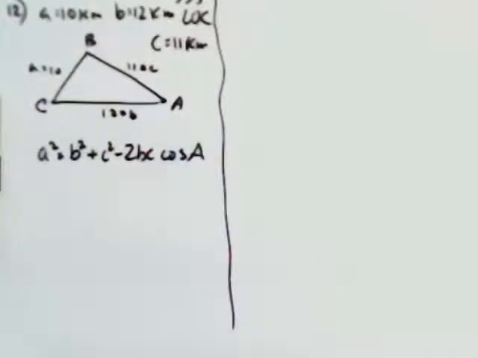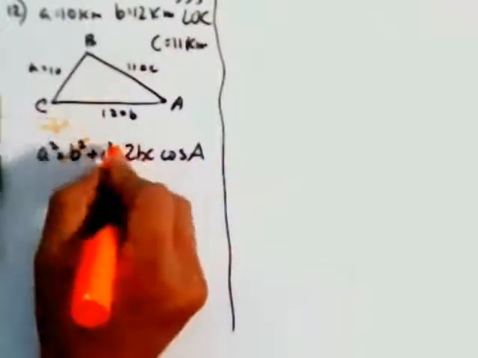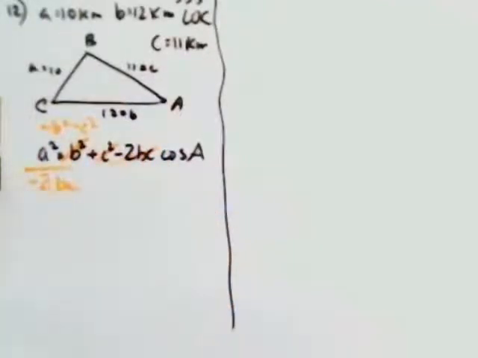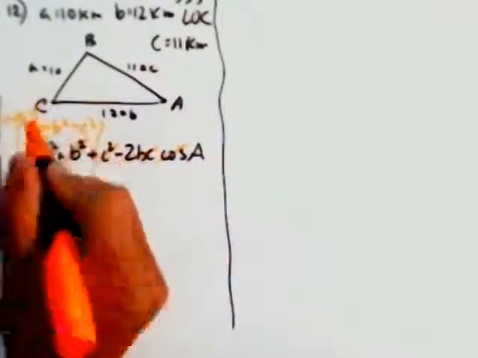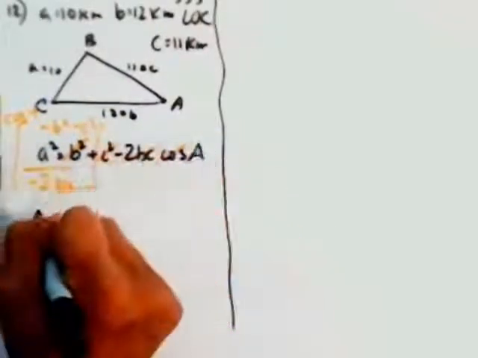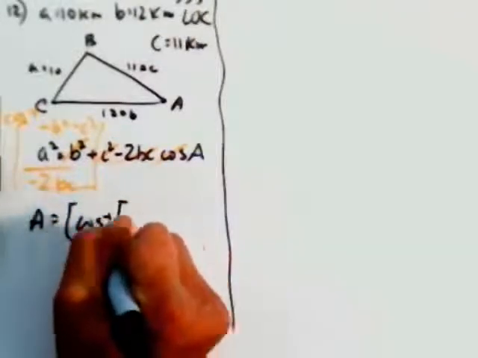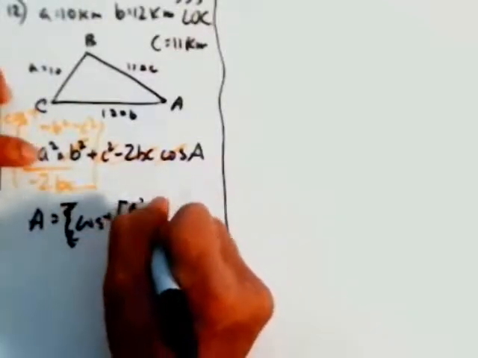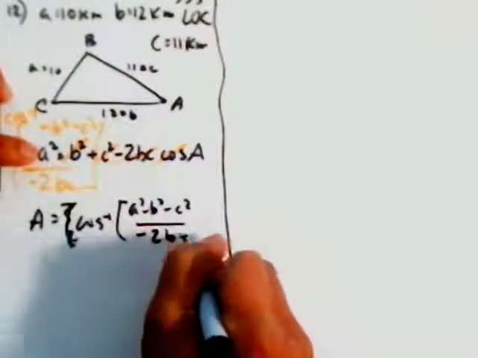I'm going to do a little something here. I should have written it on the right side. I'm going to subtract b squared here, subtract c squared here, and then divide by negative 2bc, and take the cosine inverse of the whole thing at the same time. So angle A, I'm just going to rewrite nice and neat. The cosine inverse of a squared minus b squared minus c squared divided by negative 2b times c.